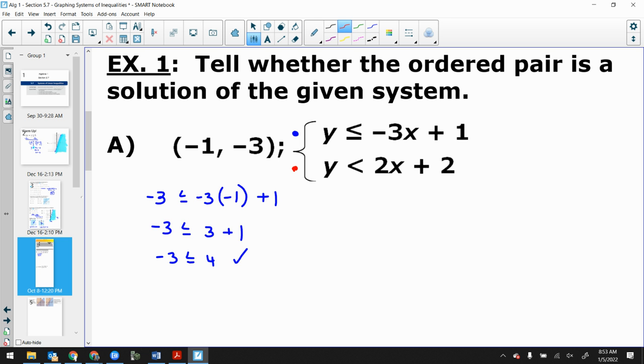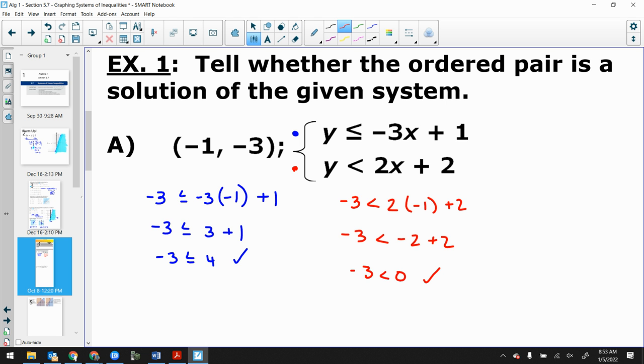Let's see. -3 less than 2 times -1 plus 2. All right, -3 less than -2 plus 2. Well, -2 plus 2 is 0. Is -3 less than 0? Yes, that checks out as well.